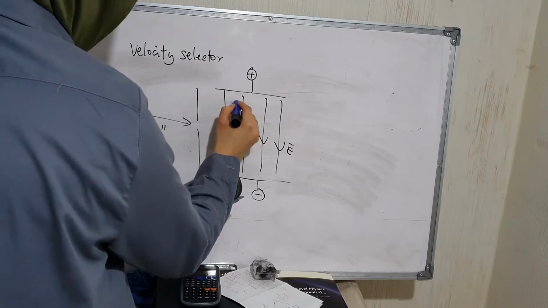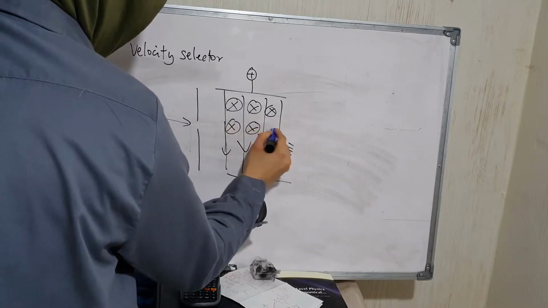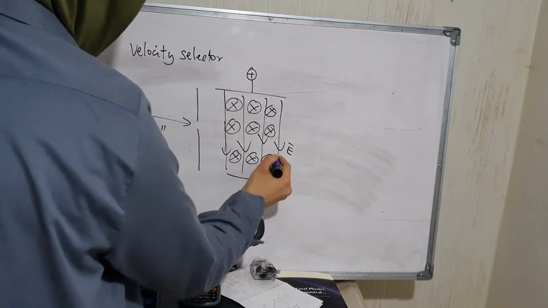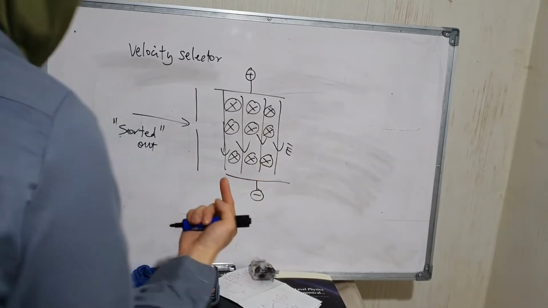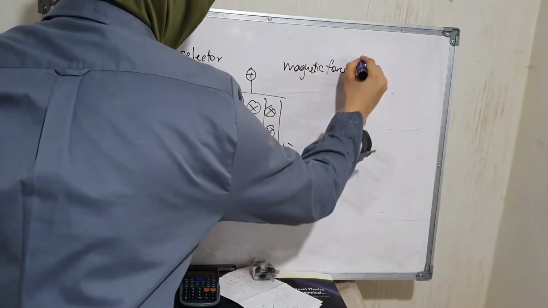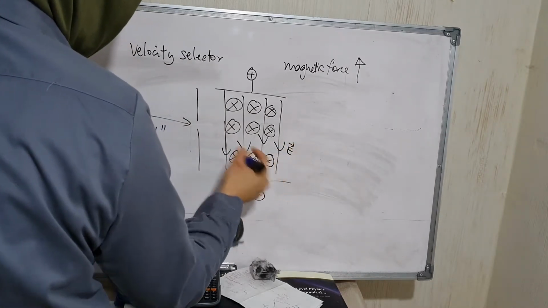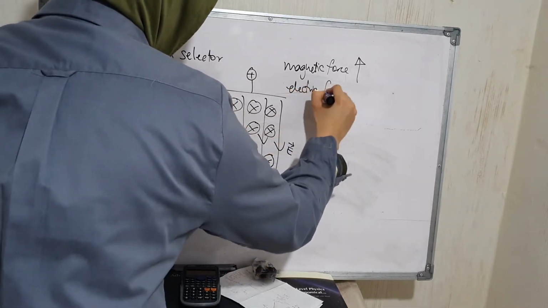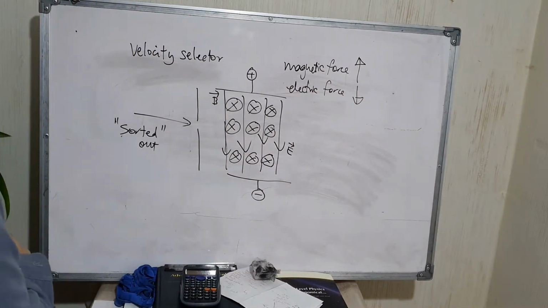Now the magnetic field is going into the board. If we use Fleming's left-hand rule, the force is going up. So the magnetic force is going up. And what's going down? The electric force. So here you've got the magnetic field there, and so the electric force is going down.